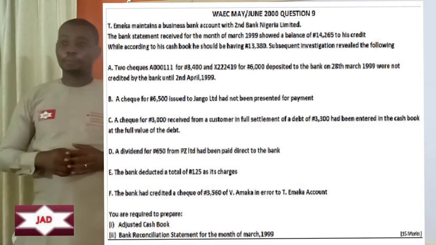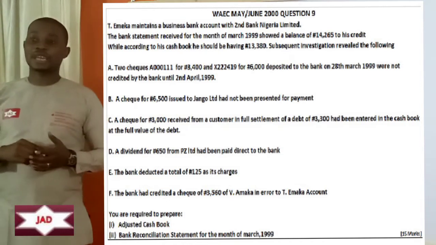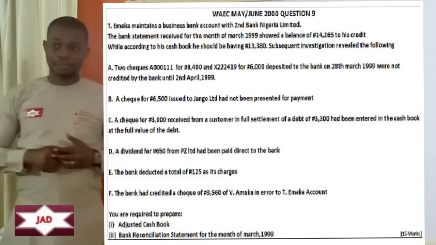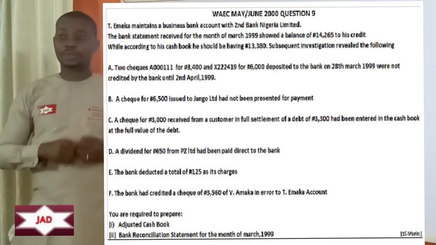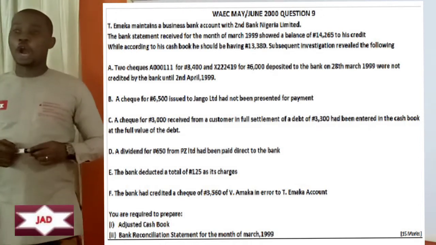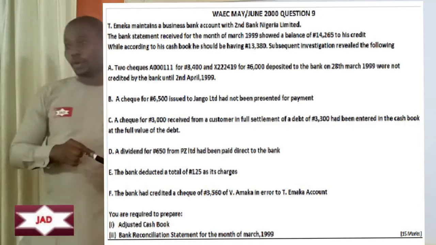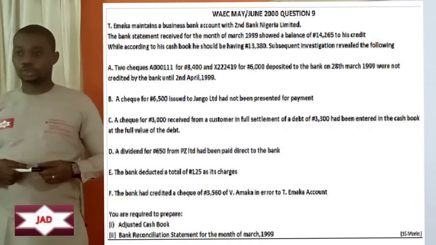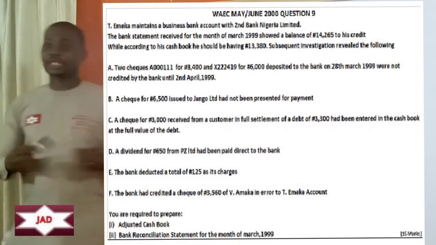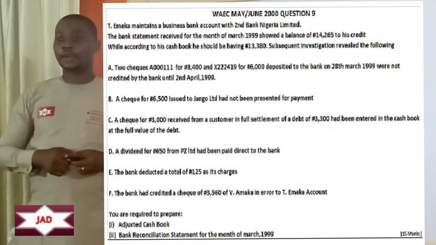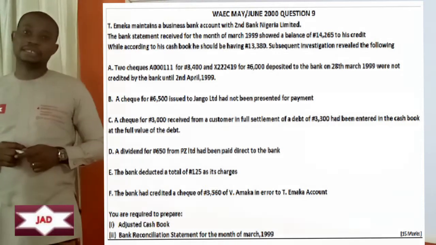E. The bank deducted a total of 125 naira as its charges. F. The bank had credited a check of 3,560 of V. Amaka in error to T. Amaka's account. You're required to prepare adjusted cash book and bank reconciliation statement for the month of March 1999.